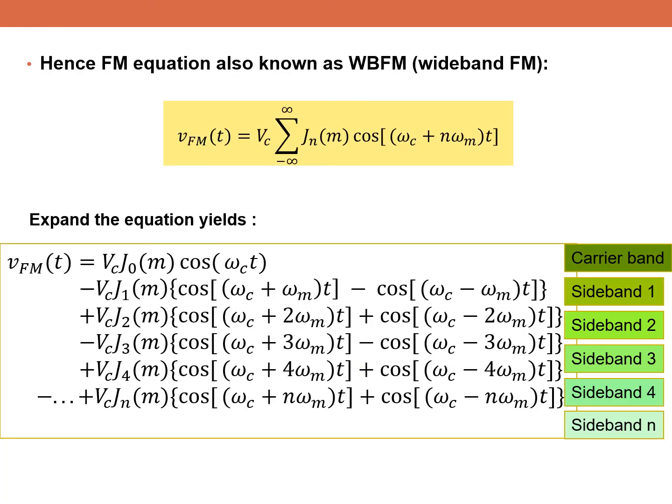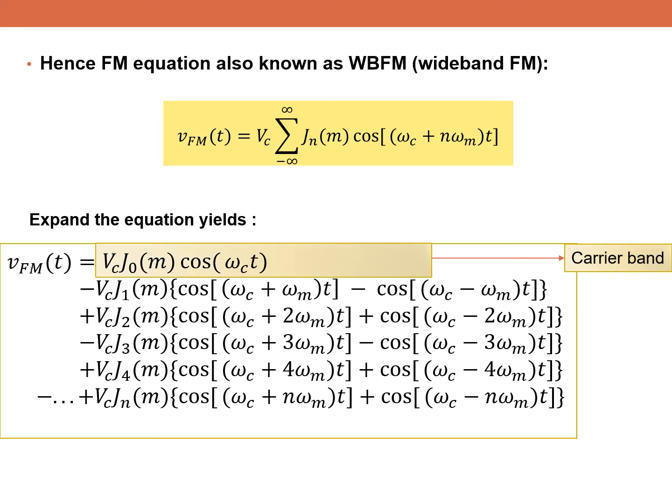Next, it will expand into this partition of equation. So we have here the carrier band, the sideband 1, the sideband 2, the sideband 3, the sideband 4, and the nth sideband. So here is the carrier band, because here is the amplitude of carrier times the Bessel product.